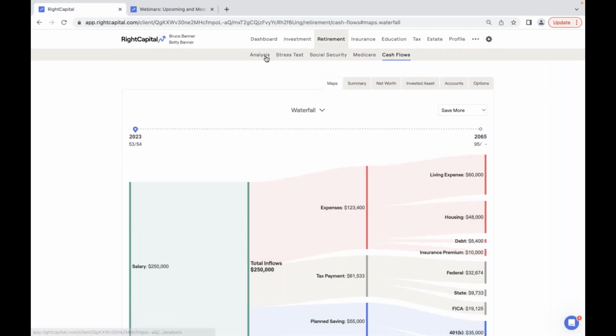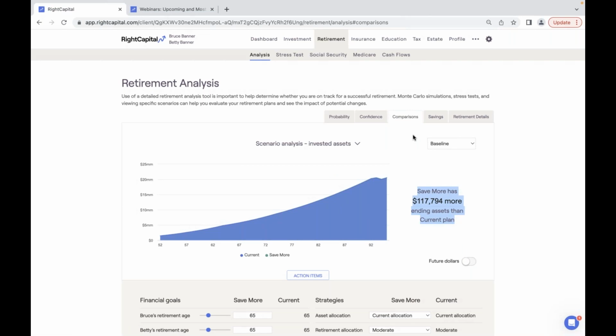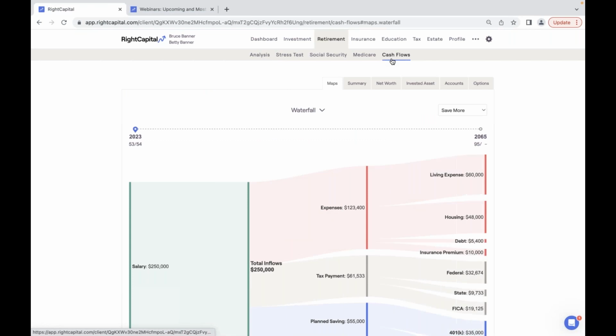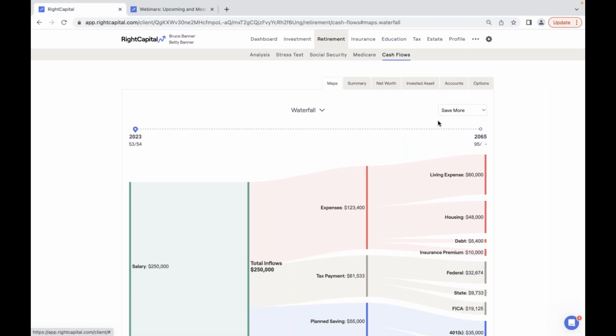And the value that shows for you is that by the end of your life, just by saving a little bit more this year, you can see 117,000 more in ending investable assets than the current plan with just that one change. So these cash flows can really tell a very powerful story for your clients and help them to see the value of the recommendations that you're making to them. And again, this can be analyzed for every year of the client's life for all those nuances.